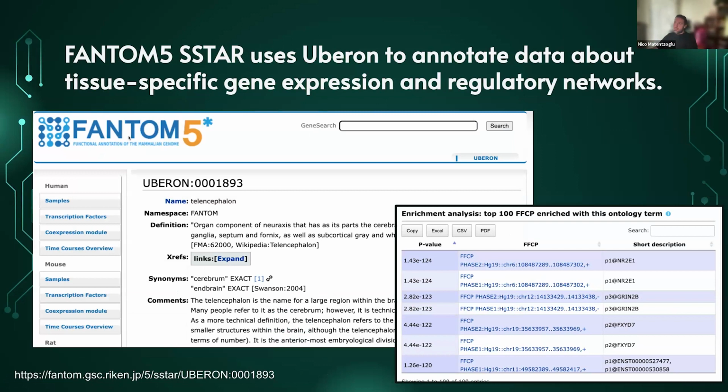Here in the FANTOM5 project, Uberon is used to annotate data about tissue-specific gene expression and regulatory networks. Apart from simply grouping their datasets using Uberon terms, they also provide an Uberon-powered enrichment analysis widget on their sites, where they present results enriched with the ontology terms that are presented on the specific site.